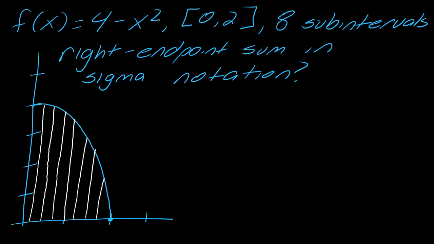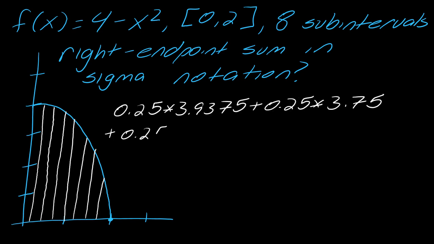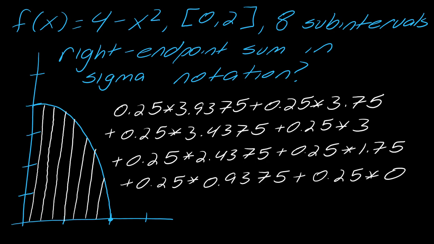Okay, so I'm just going to write out all the pieces of the sum first. Okay, so there's the whole actual sum written out. Again, I don't actually care what the sum equals, I've talked about that at length, how to actually compute all of this. All I care about is how I could write this now in sigma notation.